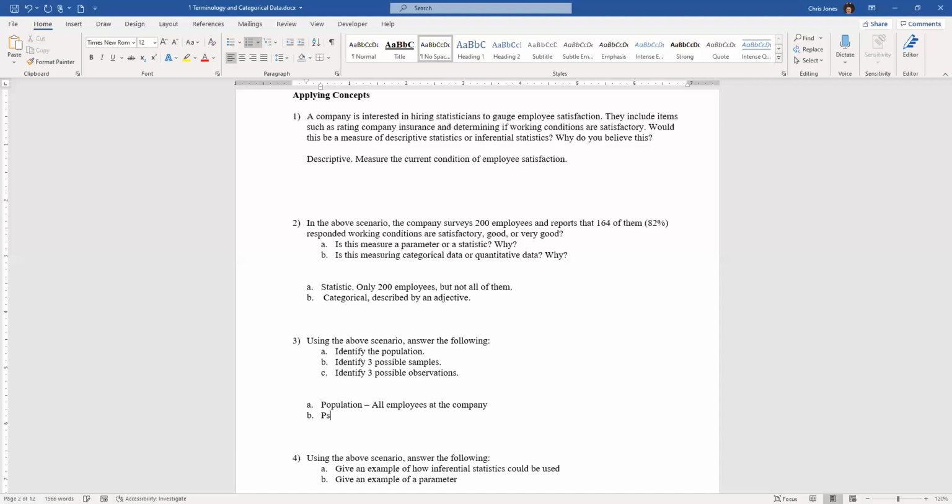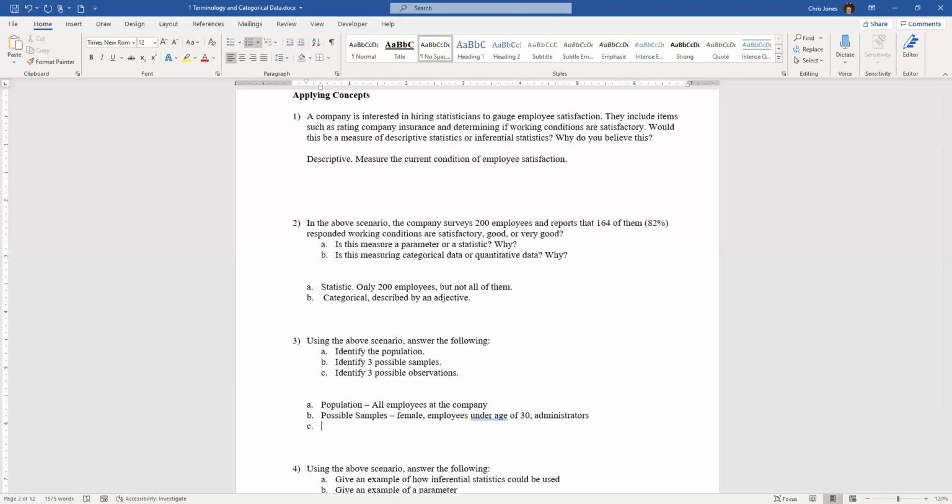Possible samples, and your answer might be different than mine, but we could survey all the female employees, or maybe employees under the age of 30 might be another sample, or we might even interview administrators in the company, right? So those are just 3. You might have had different ones, and that's perfectly fine. But again, it's just a subset of the population, right?